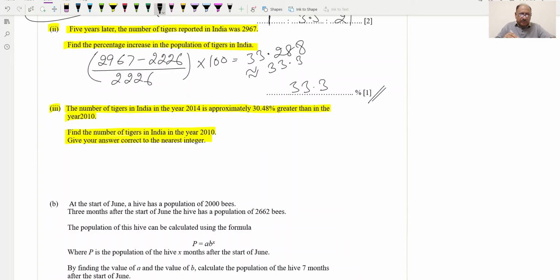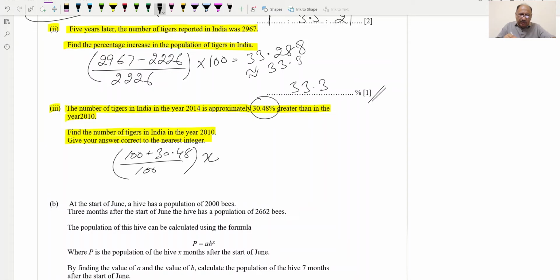130.48, right? So we can write 100 for the percentage increase, and we add the percentage into this, divided by 100. This is for percentage increase. If it is a percentage decrease, then this sign will be minus instead of plus. Otherwise, you will be using the same method.